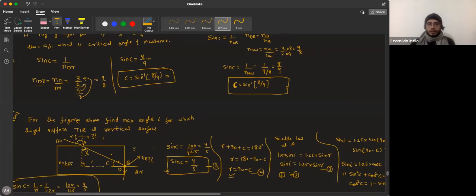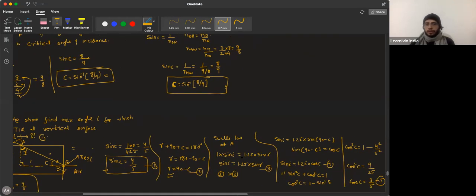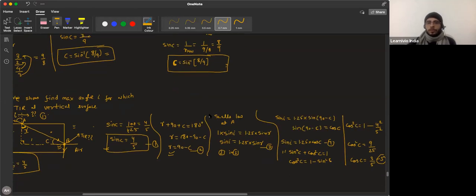Next, Snell's law at A. If you apply Snell's law at A, the refractive index here multiplied by sine of the angle of incidence equals the refractive index there multiplied by sine of the angle of refraction. So you will get 1 into sine I is 1.25 into sine R. Now we need sine R. You know that R is 90 minus C, so you can write sine I is 1.25 into sine of 90 minus C. And sine of 90 minus C is cos C.